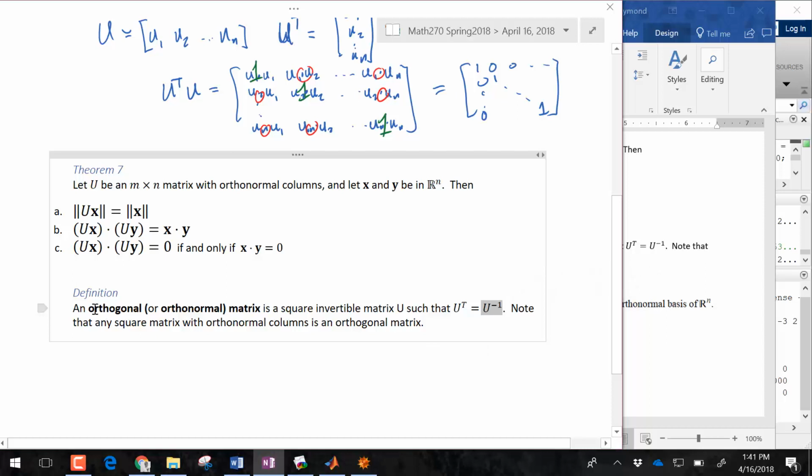Now, the word orthogonal actually means orthonormal when we're talking about matrices. When they say orthogonal matrix, it's assumed that you're talking about orthonormal. So not only are the columns orthogonal to each other, but they are also all of unit length. If you have columns that are merely orthogonal, they still don't call that an orthogonal matrix, because it has to be orthonormal.